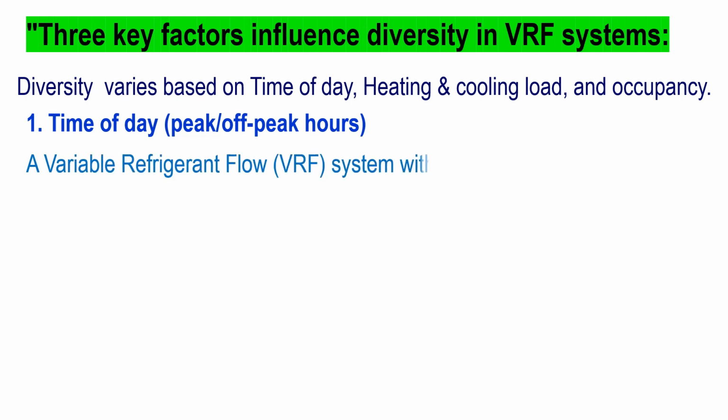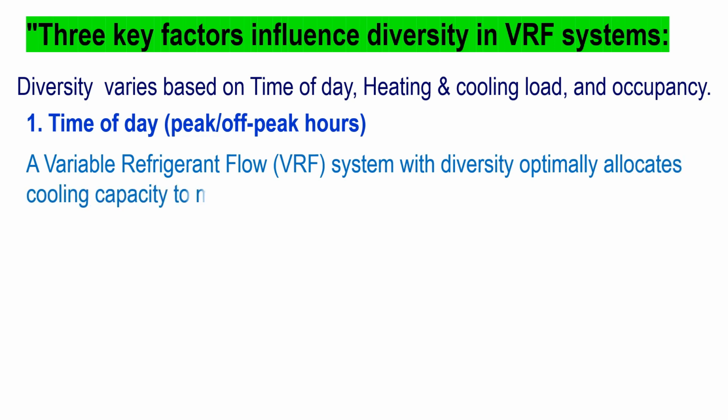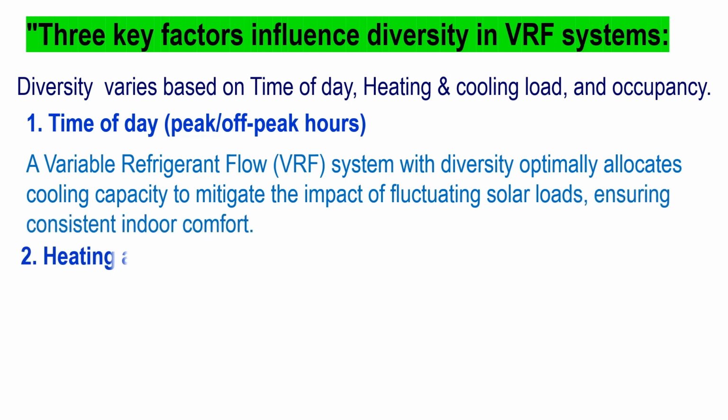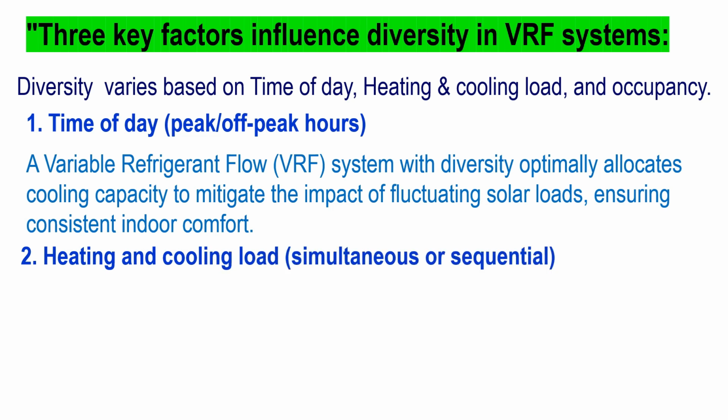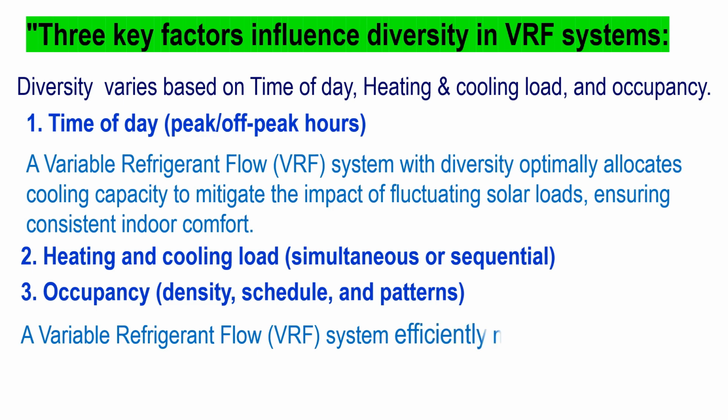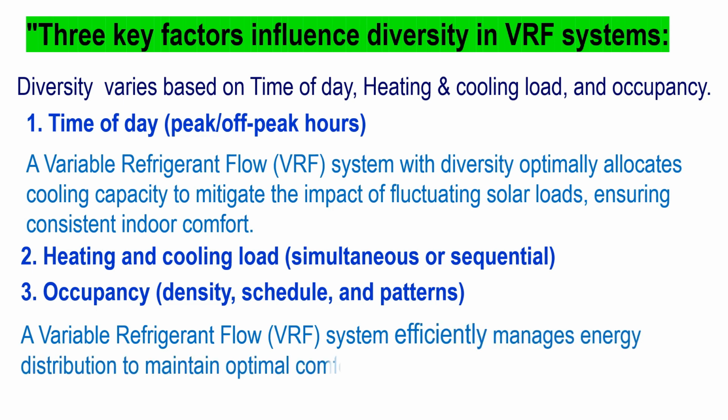A variable refrigerant flow system with diversity optimally allocates cooling capacity to mitigate the impact of fluctuating solar loads, ensuring consistent indoor comfort. 2. Heating and cooling load, simultaneous or sequential. 3. Occupancy, density, schedule, and patterns. A VRF system efficiently manages energy distribution to maintain optimal comfort levels throughout the building, even as occupants move.